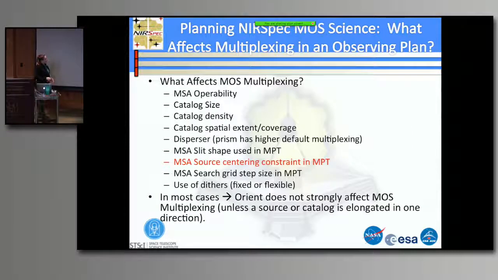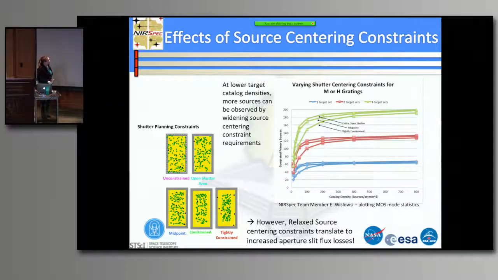And so an additional item that affects the MOS multiplexing is the source centering constraint in the MSA tool. As I showed earlier in the presentation, the source centering constraint is a definition of how close to the edge of the microshutter you want to put your science sources when you center them up in the plans. So basically, we have tightly constrained, which centers sources right in the inner region.